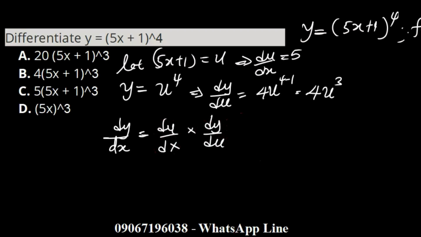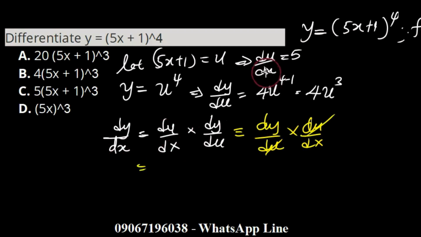This can still be equivalent to dy over du times du over dx. So whichever comes first, precedence doesn't matter in multiplication. So this can cancel this and we'll have that. So let's substitute our values to find what we'll have.